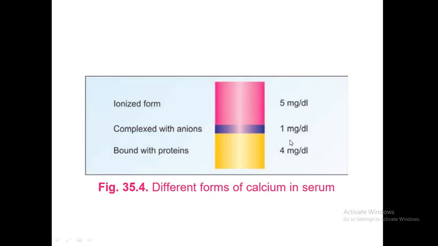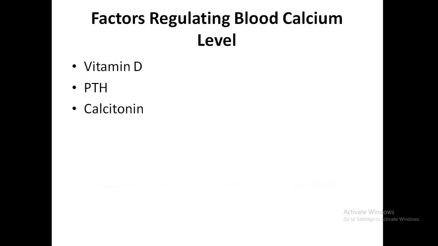This shows approximately the different forms of calcium in serum. You can see the ionized form and the complex with anions such as bicarbonate and citrate, and this fraction is exchangeable and diffusible. Whereas the fraction bound with proteins, mainly with albumin, is non-diffusible. Factors regulating blood calcium level are mainly vitamin D, PTH, and calcitonin. I shall talk to you briefly about PTH and vitamin D. Calcitonin will be dealt with in another lecture.